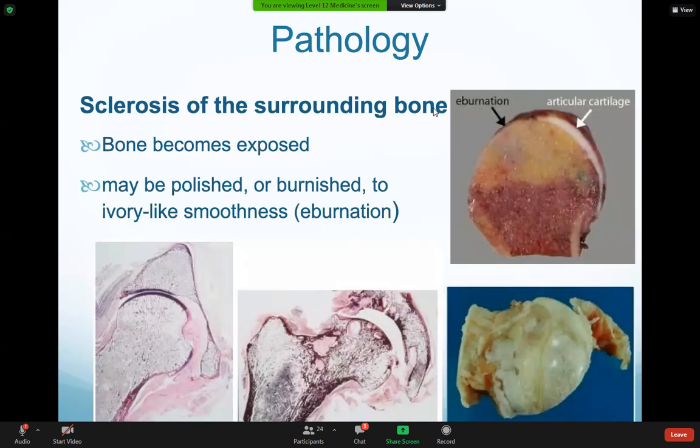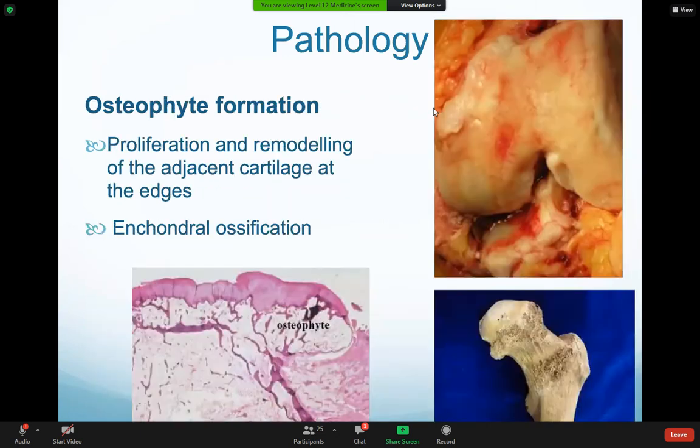The subchondral sclerosis happens when the bone becomes exposed. It may be polished or burnished to ivory-like smoothness. Okay, we call that eburnation. So when there's no more cartilage protecting the bone and the bone becomes exposed, it becomes hardened and polished or burnished. Osteophyte formation happens because of proliferation and remodeling of the adjacent cartilage at the edges. And it undergoes endochondral ossification.